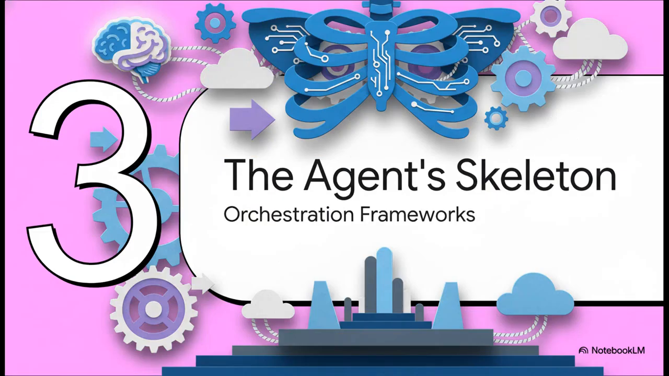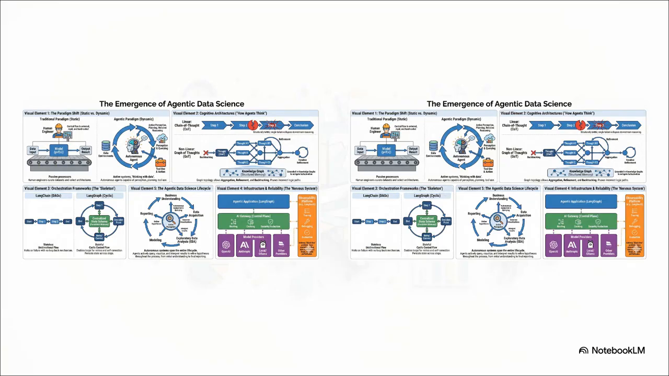Okay, but all this clever thinking needs a solid structure to run on. It needs a skeleton, so to speak. So let's talk about the orchestration frameworks that act as that very skeleton for the agent. There are two big names you got to know here: LangChain and its newer, more powerful sibling, LangGraph.